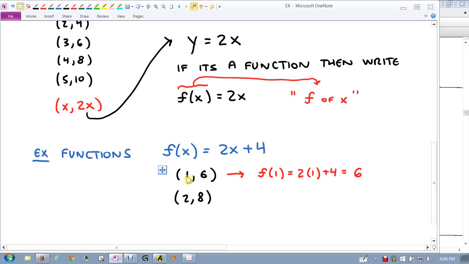So look, there's something subtle happening here. This is the input, right? This is the output. Input, output. When you write f of 1, you are saying what is the output of the function when you plug 1 in. Because look, the answer is 6, right? The answer is not a pair of numbers. It's just the y value. So f of 1 is the output after you plug 1 in. Here I'd write f of 2. This would be 2 times 2 plus 4, which we said was 8. Again, it's the output that you get when you plug 2 in.